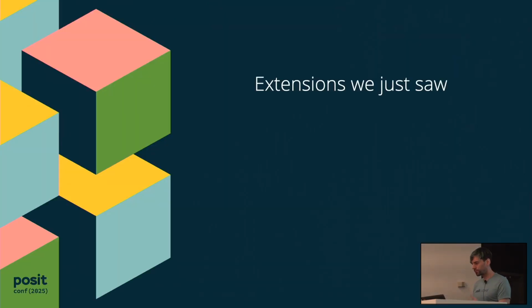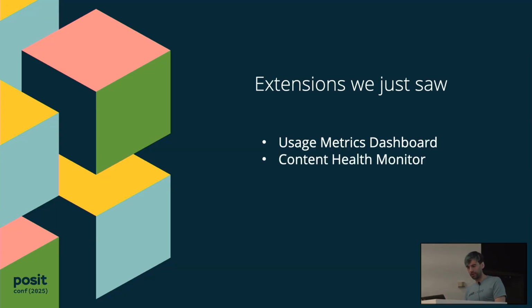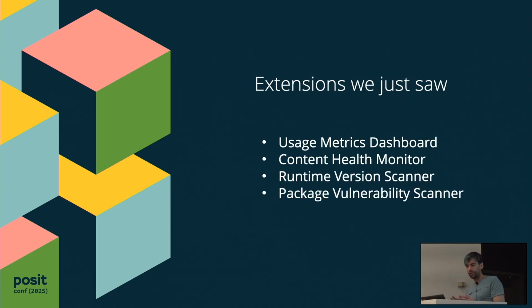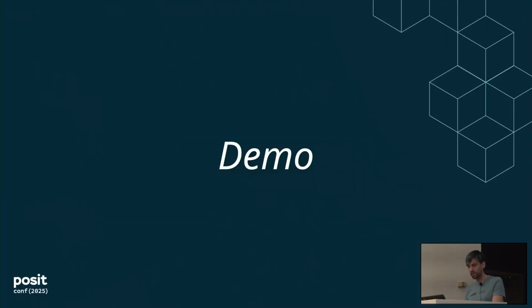And so, just to take a quick look back, the four extensions that I've described have to do with, I guess, maintenance of long-running apps. We've got a usage metrics dashboard, which helps us understand what's most important. We've got a content health monitor, which lets us pick an important piece of content and get alerts if it goes down. And then we have two, the runtime version scanner and the package vulnerability scanner, which help with those maintenance tasks.